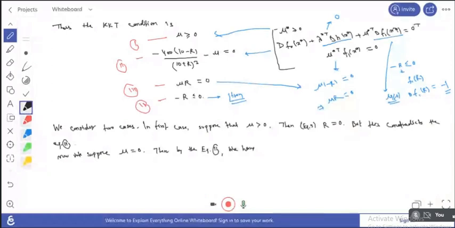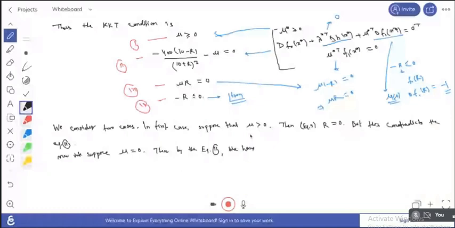Okay, so if mu is greater than 0, then r equals 0. And if r is 0, and you put r equals to 0 here, you get, what is the value of r? In this case you get r equals to 10 here. So r equals to 10.